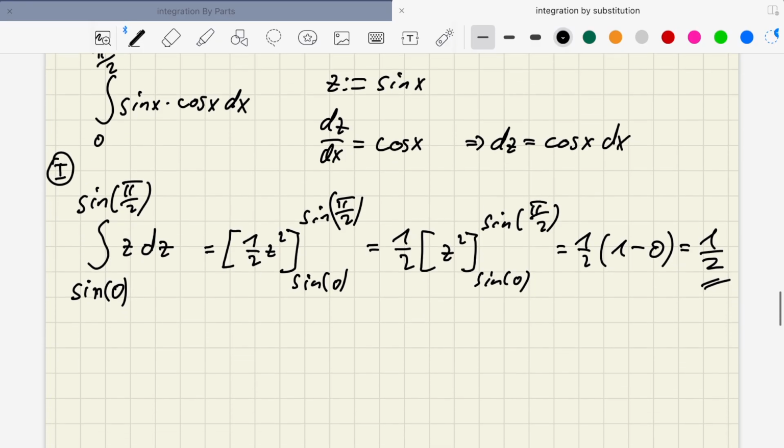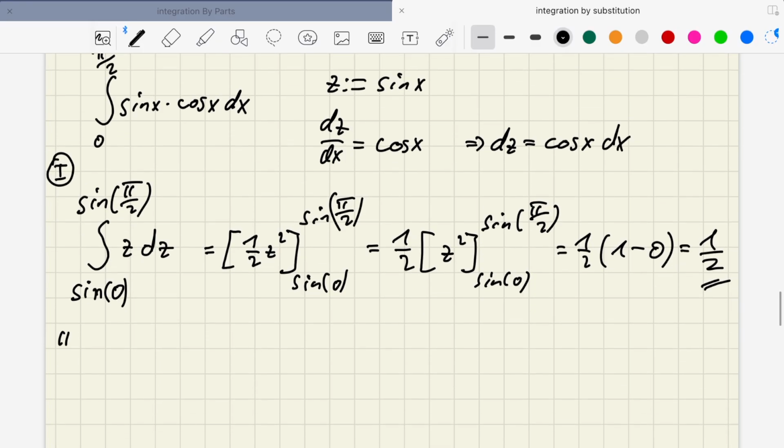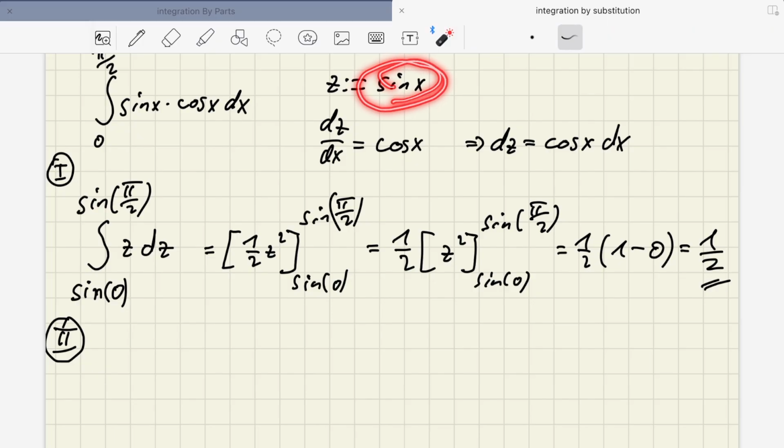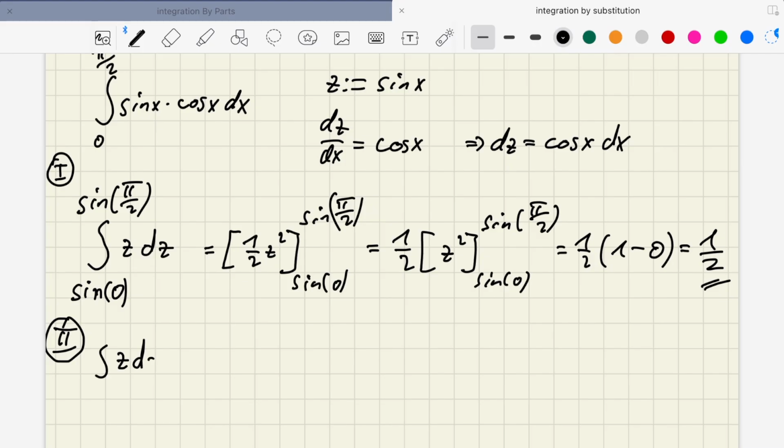There is a second one. I will show you this as well, because sometimes putting this term into the upper and lower limits can be a little bit tricky. It depends on the function. So you have another option. You have the integral of z dz.